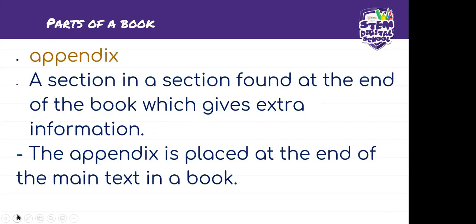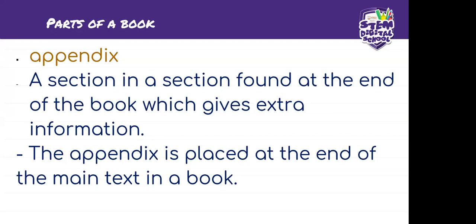And then we have the appendix. So appendix, it is a section which is found at the end of a book, which gives us extra information, okay? The appendix is placed at the end of the main text in a book. Usually you will find an appendix at the end of your science book. At the end of your natural science book, you'll go at the back.